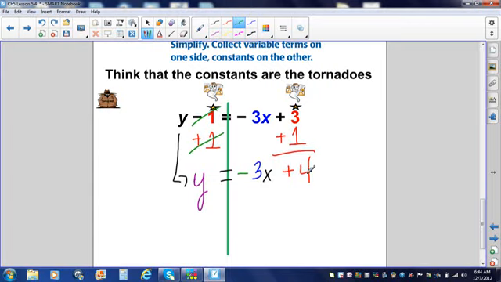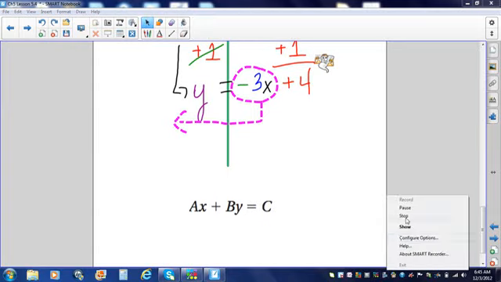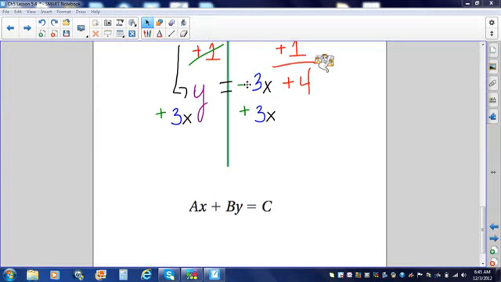3 plus 1 gives me 4. Bring down the y. Bring down your equal sign. Bring down the negative 3x. Remember that my constant 4 is my tornado, so I'm going to move the minus 3x to the left side of my equation. The inverse of subtracting 3x is to add 3x. I'll do it to both sides.